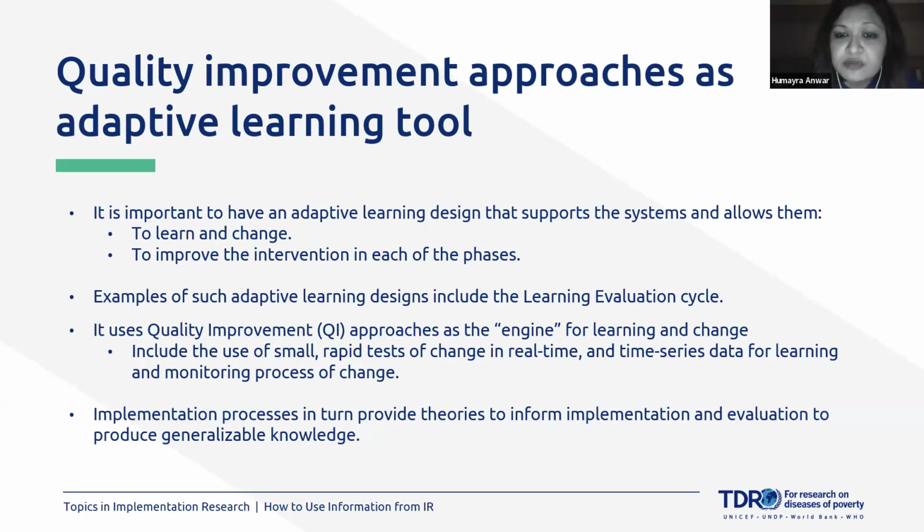And what is the quality improvement approach? It is the small rapid test of change in real time, and through this we get continuous real-time data, so that we can monitor whether this change is happening or not. Implementation research and the quality improvement approach provide theories that inform further implementation, and we can also produce knowledge which can be generalizable to other contexts too, and that is also a goal for implementation research.